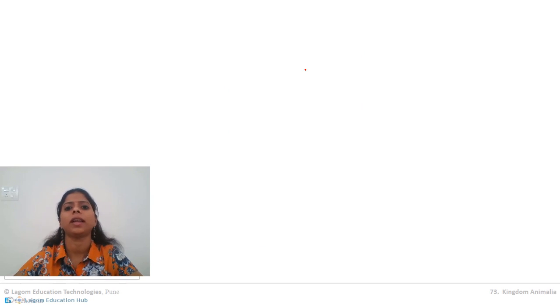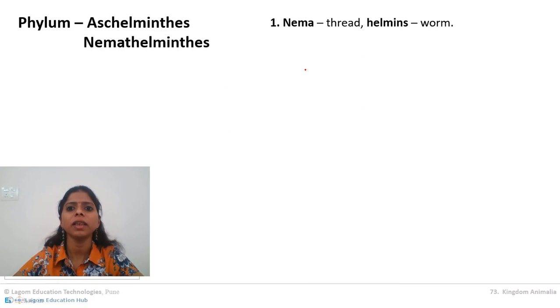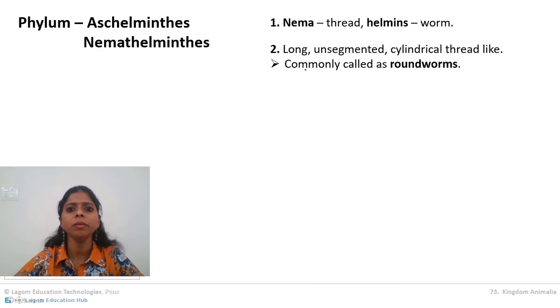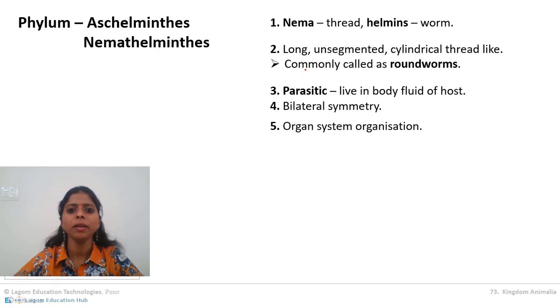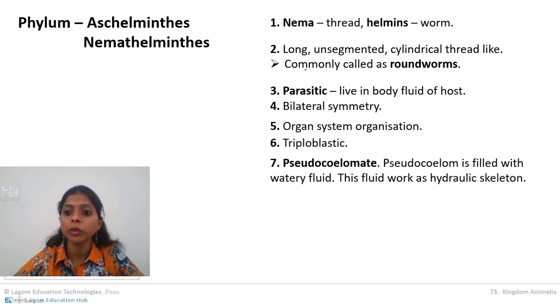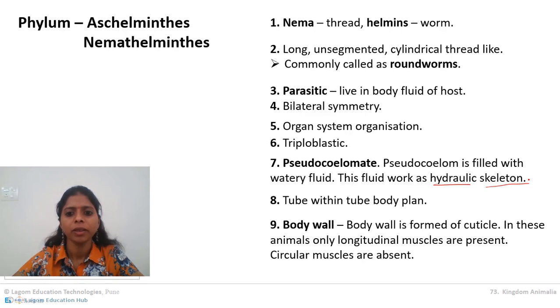So this is all about the nematodes. Let us gather all the characteristics together. First characteristic is thread-like worm. They are also called roundworms. They are always parasitic, bilaterally symmetrical, with organ system organization, triploblastic. They show pseudocoelomate, and the fluid present in the pseudocoelom works as a hydraulic skeleton. Now, tube within tube body plan. Body wall, which is called cuticle, is very tough, and circular muscles are absent. Remember, longitudinal muscles are present and circular muscles are absent.